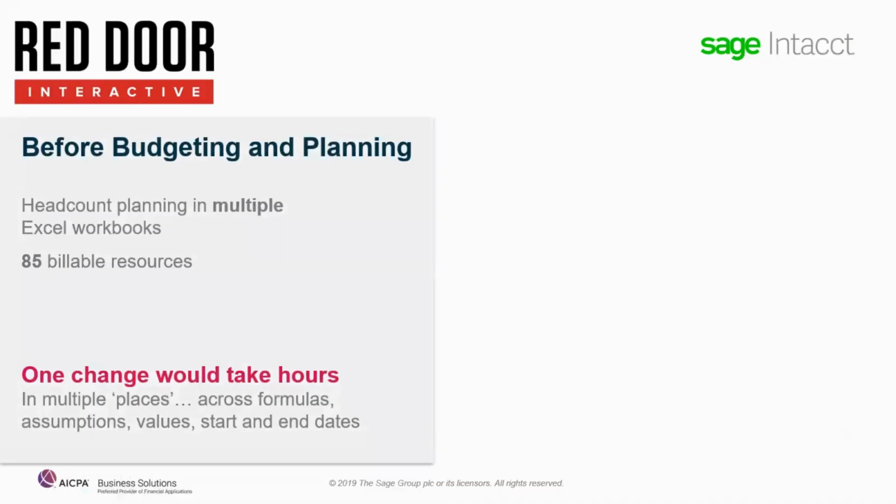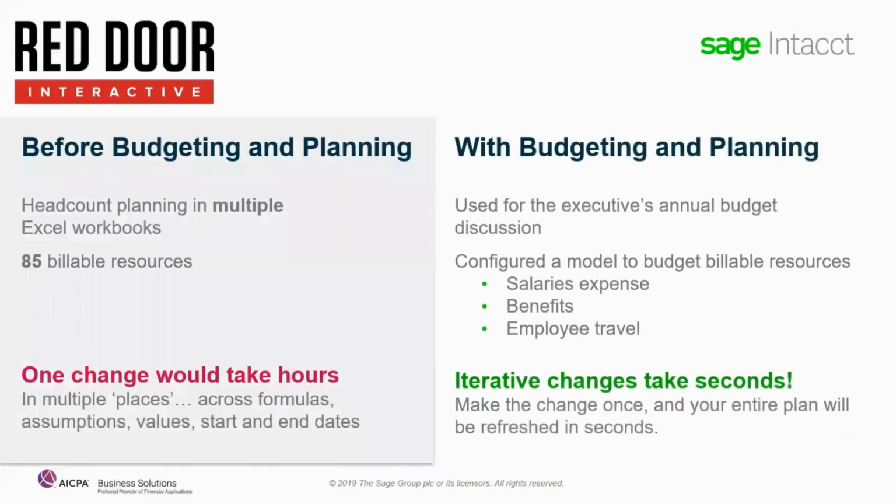And the company had 85 billable staff that they were planning for, and compared to the prior year, planning would have involved salary changes, headcount increases, and cost changes like benefits and travel. Making a seemingly simple change could mean hours of work with lots of risk of breaking the planning tools using the spreadsheets. But after making the switch to Sage Intacct Budgeting and Planning, they were able to use it during their executive budget discussions. It was very easy for them to modify their model to handle personnel promotions, staffing increases, and changes in costs. And these changes were handled collaboratively and were done in seconds.